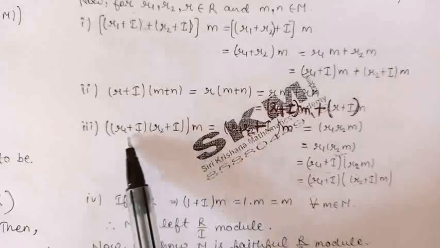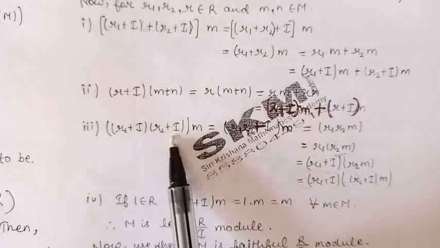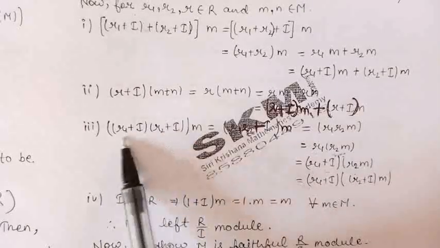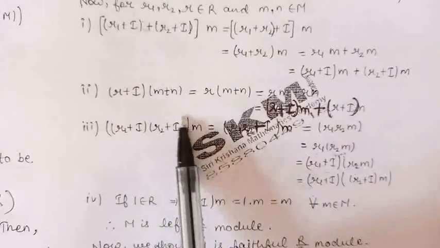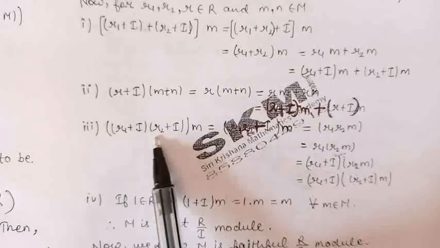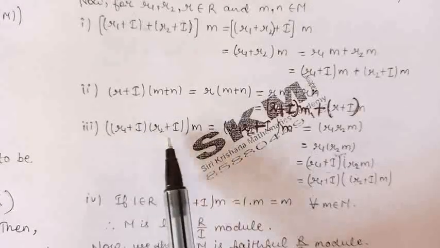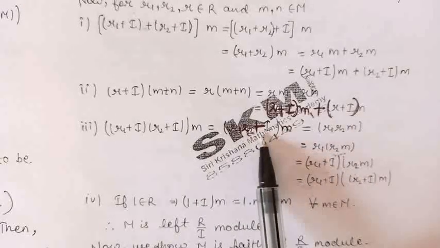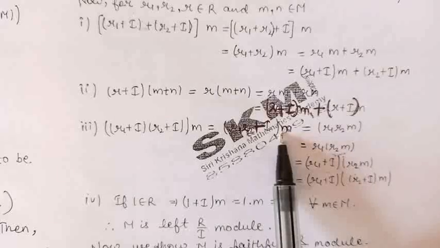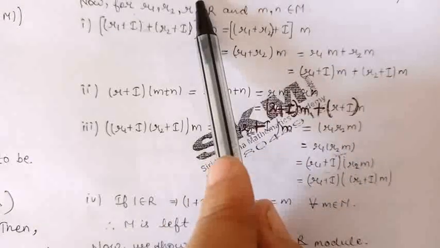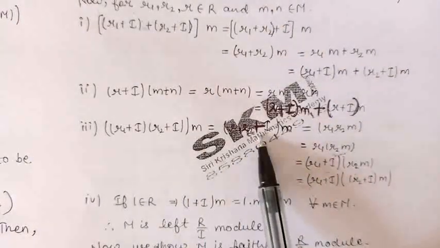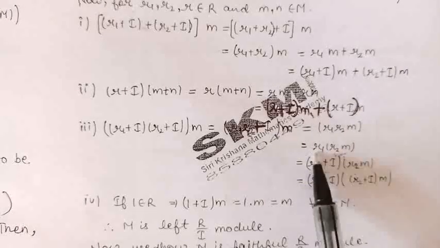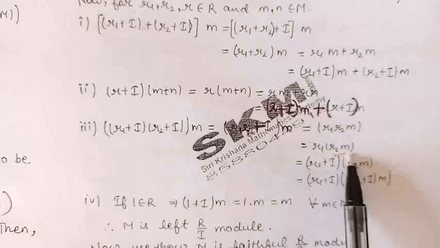Let us find (r1 + I)·((r2 + I)·m). Now this can further be written, by using the definition of multiplication in the quotient ring, as ((r1 + I)(r2 + I))·m, that can be written as (r1r2 + I)·m, and this m as it is. Now by using the definition of scalar multiplication, this can be written as (r1r2)m. This can further be written as r1(r2m).